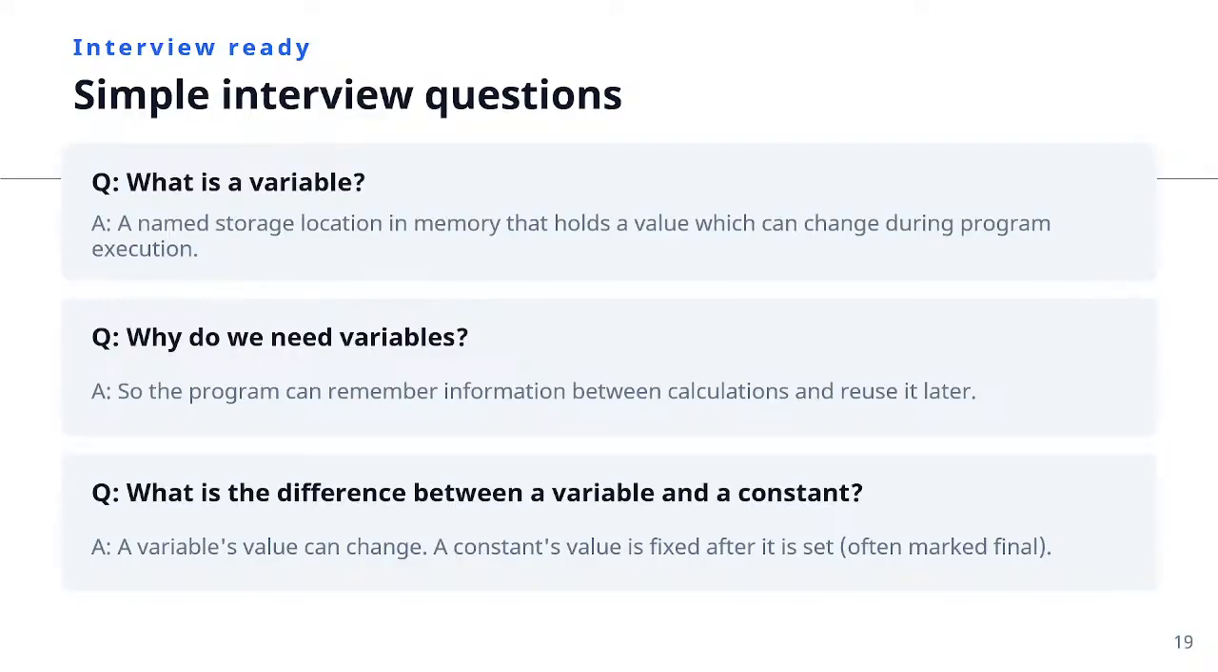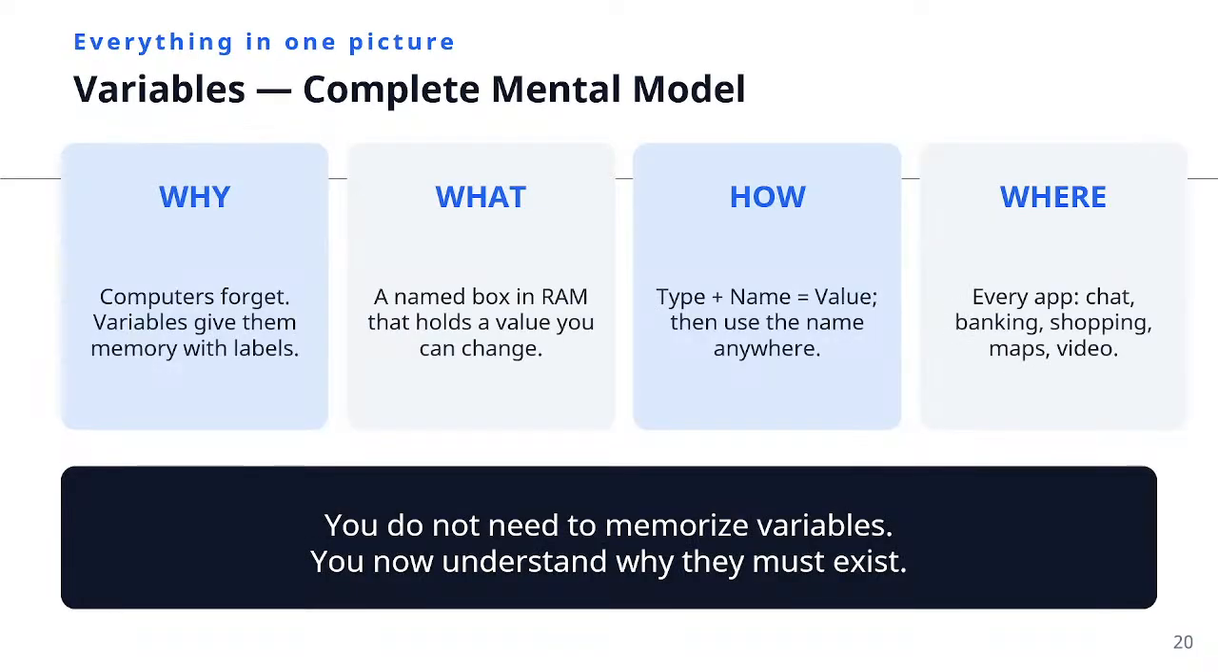And why do we need variables? So the program can remember information between different calculations. And what is the difference between a variable and a constant? A variable's value can change, and a constant's value is fixed after it is set. And we came to the end of this slide.